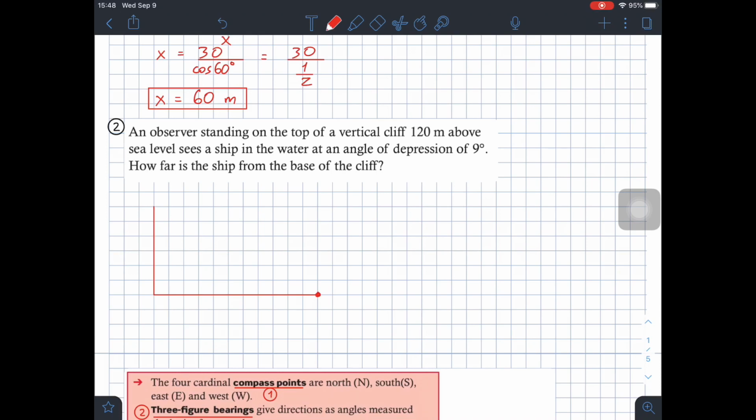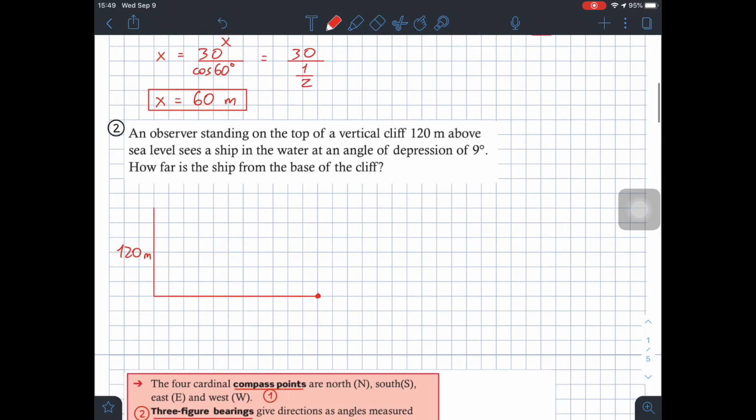And we know that the cliff is 120 meters above sea level. So if this line is the sea, then 120 meters would be this height over here. So 120 meters above sea level and angle of depression. Okay, so now we need to think about this data.